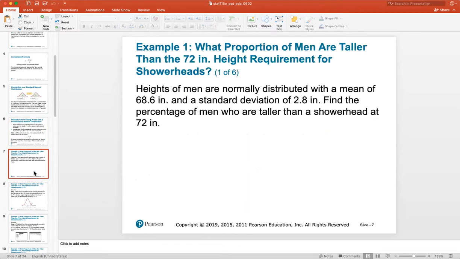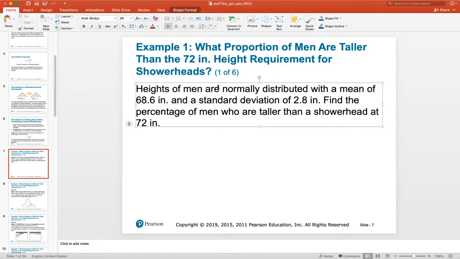Okay, so now example one. The heights of men are normally distributed with a mean of 68.6, which means mu is equal to 68.6 inches, and a standard deviation, which is sigma, of 2.8. Find the percentage, which means the probability, of men who are taller than a showerhead at 72 inches. So you see that the heights of men are normally distributed, so we're dealing with the normal distribution where the mean is 68.6 and sigma is 2.8.